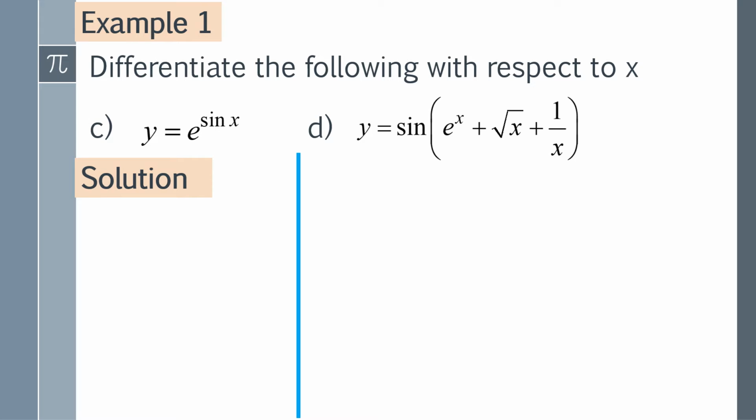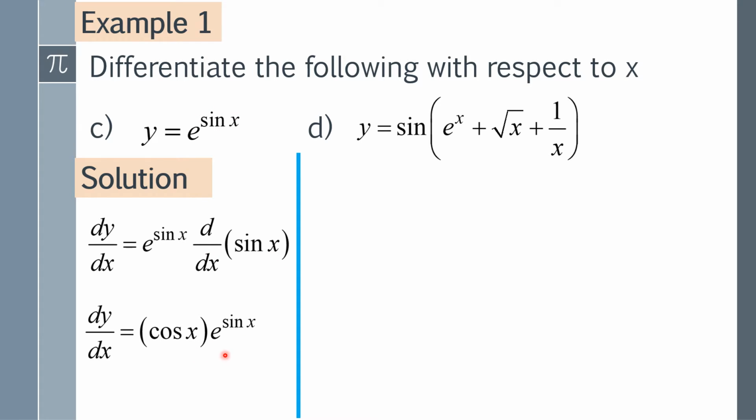Example 1c, differentiate the following with respect to x. y equals e to the power of sine x. The first thing, if you look at this question, this one is an exponent. To differentiate an exponent, we just copy the question, e to the power of sine x. After that, we differentiate the exponent sine x. We have cos x times e to the power of sine x.